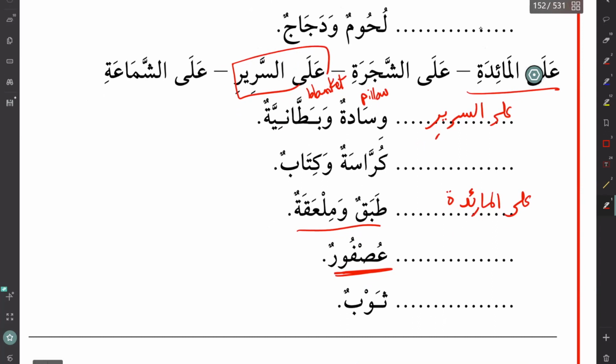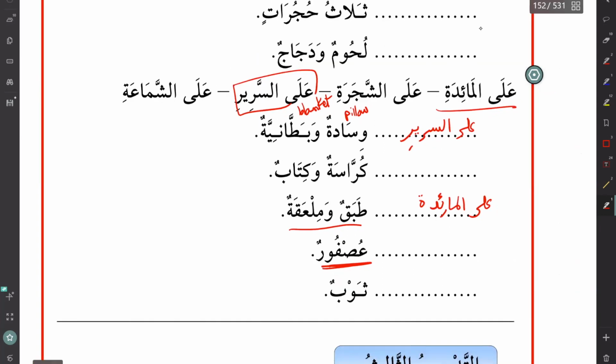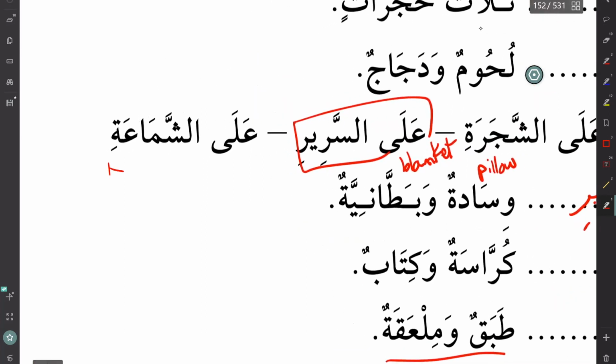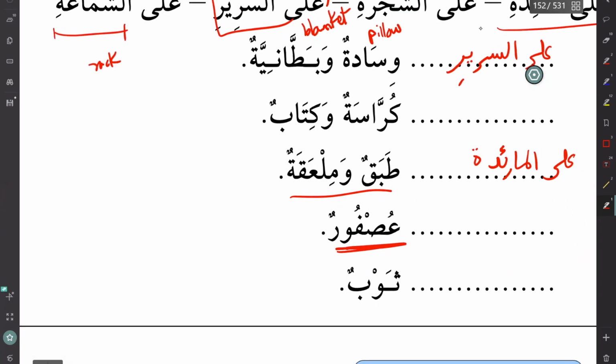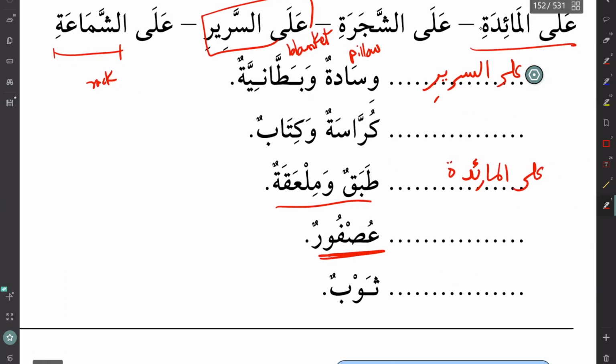And the last one we have thawbun. Thawbun, you can say, remember shamma'a. Shamma'a is what? Shamma'a is a rack, where you hang your clothes, right? So you can say ala shamma'ati thawbun. Okay, on the rack is a thawb. It means, you understand, the long clothes that a man wears, right? Thawb.